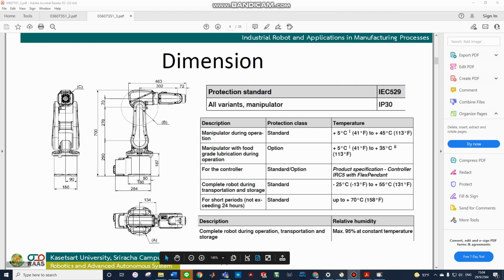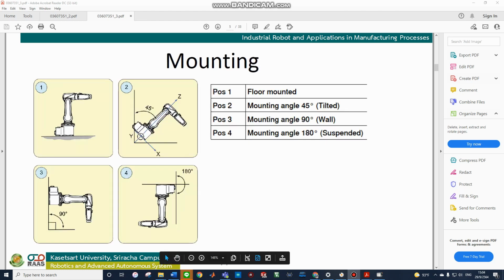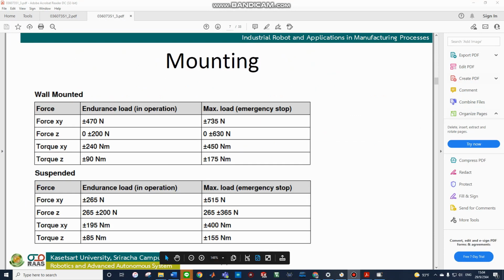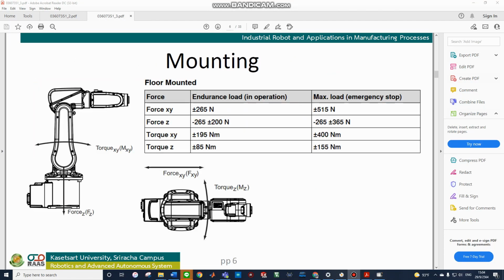This is the dimension. This is the mounting. First 1, 2, 3, 4. This one is 45. 1 is floor, 2 is 45, 3 is 90 degree. 100. Okay, what about mounting? Floor mounting.